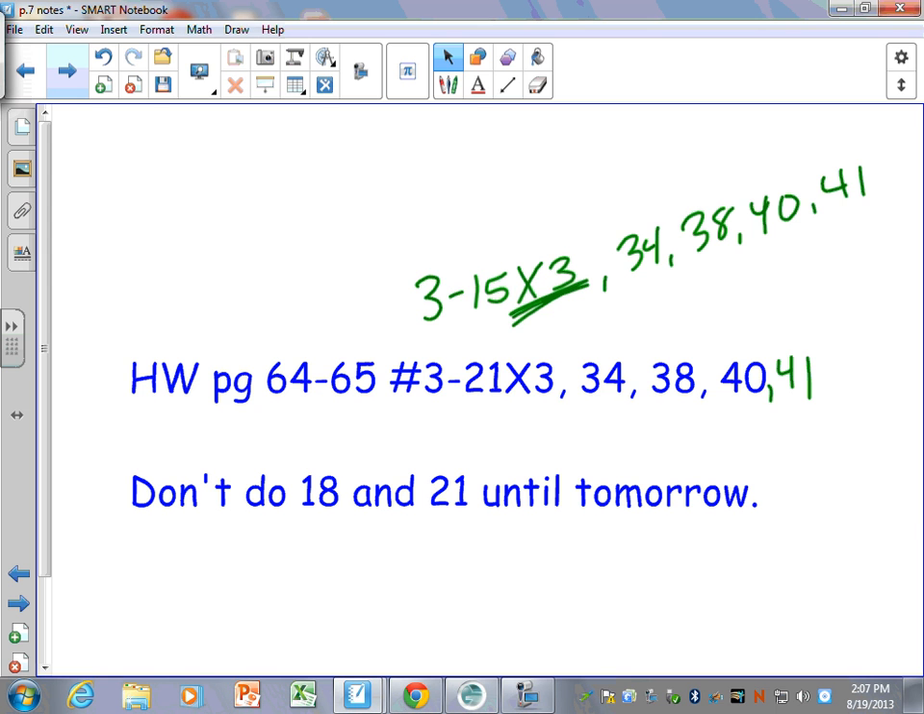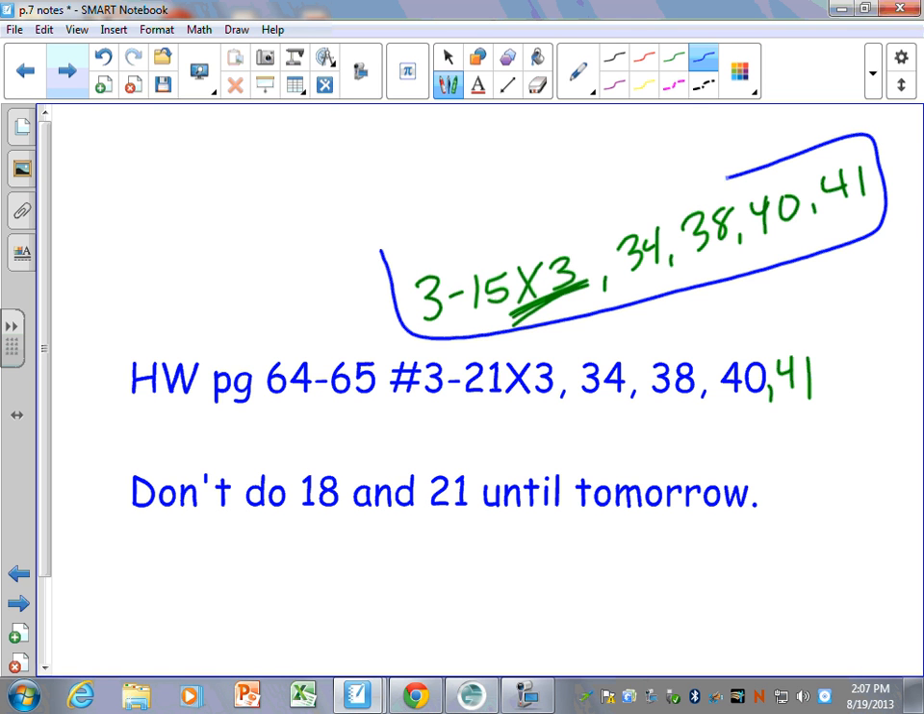Your homework is supposed to be 3 through 21 multiples of 3, 34, 38, 40, and 41. But 18 and 21 are with your graphing calculator. So if you want to just write this down, this is what you're doing for tonight: 3 through 15 multiples of 3. 18 and 21 we'll do tomorrow. And then 34, 38, 40, and 41. If you can't handle your homework being out of order, leave a space for 18 and 21. But if you're okay with your homework being out of order, you can just put 18 and 21 at the end of your homework tomorrow when we do the graphing calculator stuff in class. Okay?